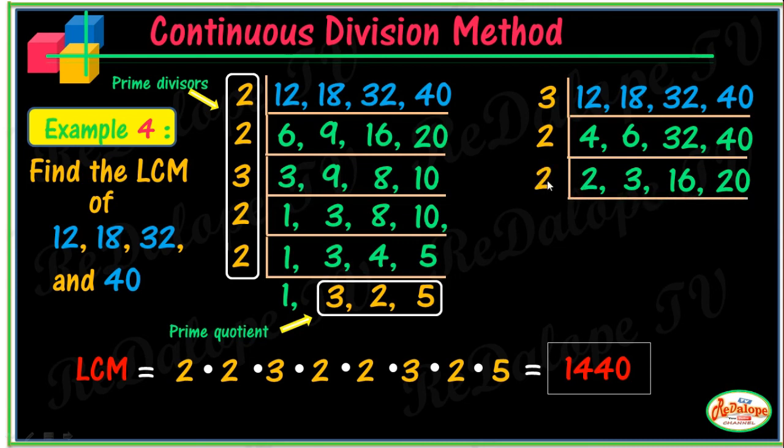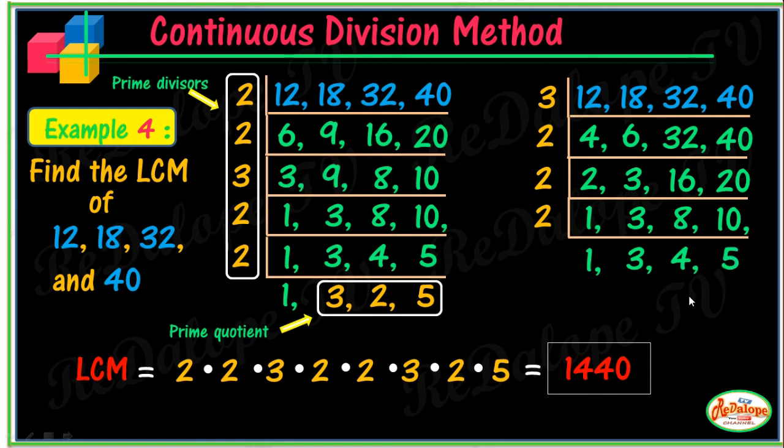So 2 divided by 2, so that is 1. 3 divided by 2, we cannot divide it, so bring down 3. 16 divided by 2 is 8. 20 divided by 2 is exactly 10. Now 8 and 10 can be divided by 2, so we'll divide these again by 2. 1 divided by 2 cannot be, so bring it down here. Same thing with 3. 8 divided by 2 is exactly 4. 10 divided by 2 is simply 5.